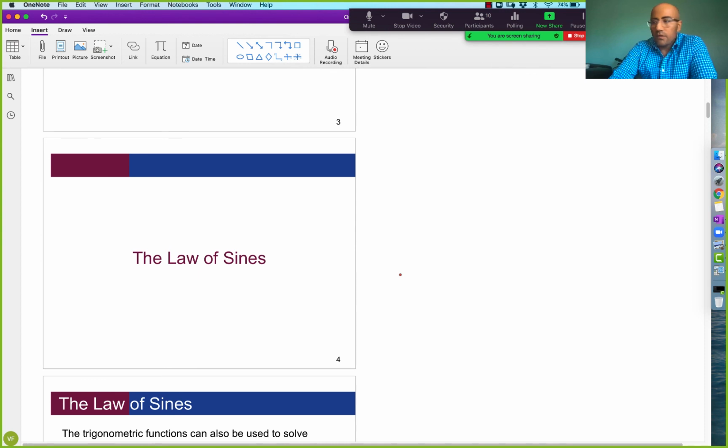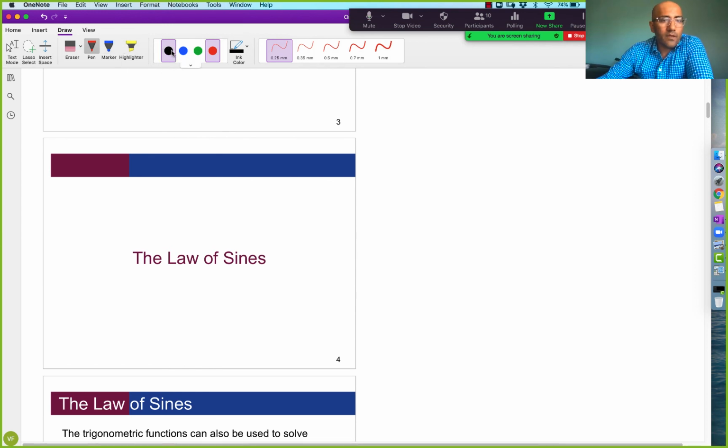The law of sines refers to the following. It's pretty easy, I think. Think of a triangle, any triangle, where it doesn't have to be a right triangle, so it might look something like this. Oops, that was an ugly one. Anyway, here's some random triangle, not necessarily a right triangle.